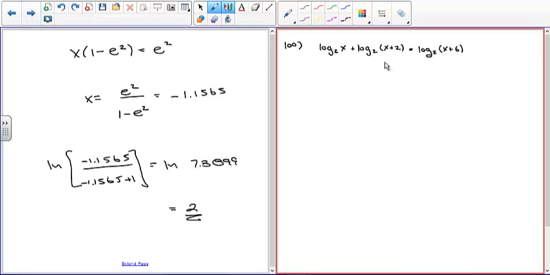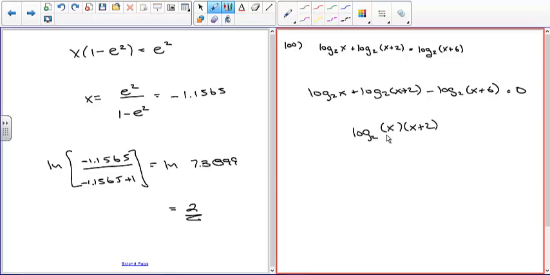Okay, solving for x again. So we're going to have to use the properties of logarithms to put all this stuff together. So if you move all of the stuff to the one side, so this moves to the other side, so it becomes negative. That equals 0. And there are no coefficients out in front of those, so we don't have to bring them in. We just have to combine these. So you have log base 2 of x times x plus 2 divided by x plus 6 equals 0.